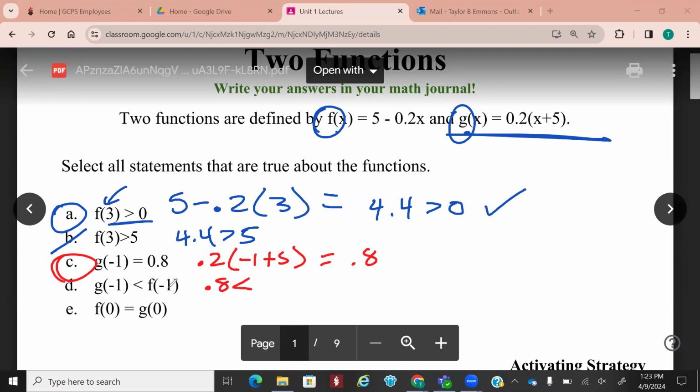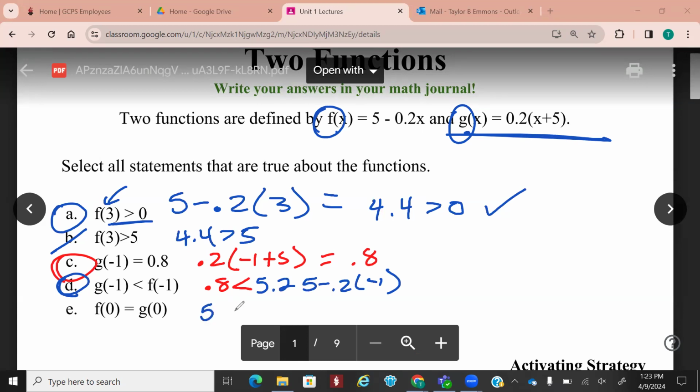Is that less than f of -1? So remember, f is that first equation. So we're going to take -1 and plug it into our equation, type it into our calculator, and that's going to give us 5.2. Is 5.2 bigger than 0.8? Yes.